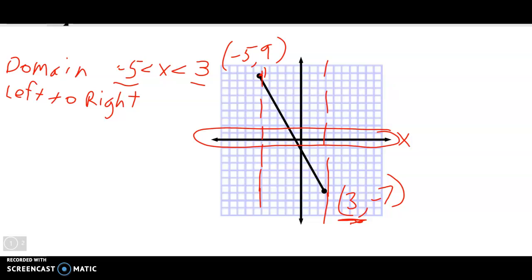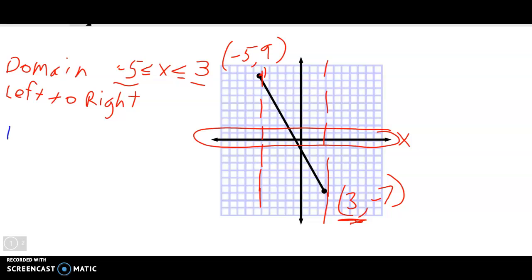Now the next thing I got to check are the dots. Are they open or closed? Both of these dots are closed, which means they get the line underneath. So when I state the domain, it's going to be -5 is less than or equal to x, which is less than or equal to 3. And that's the domain for this particular function.